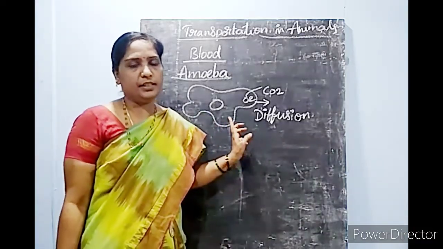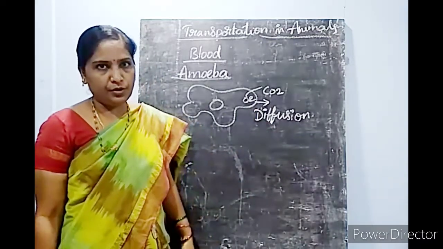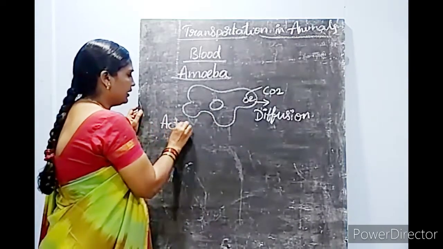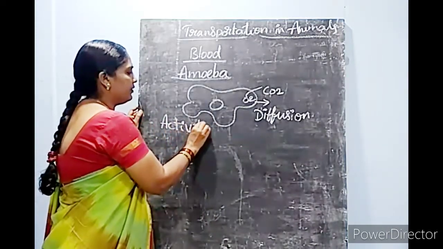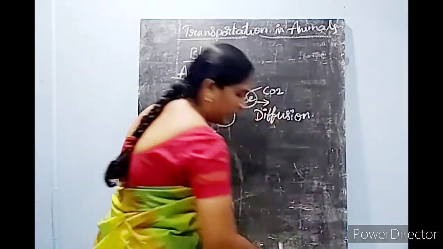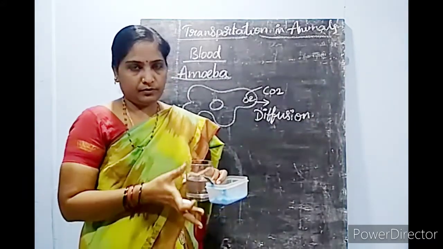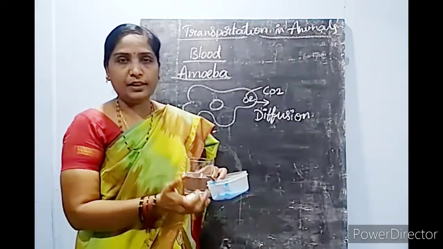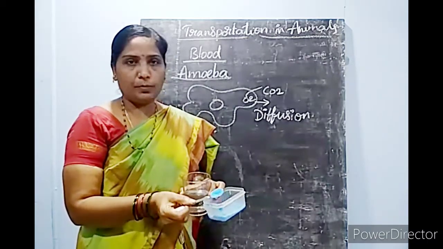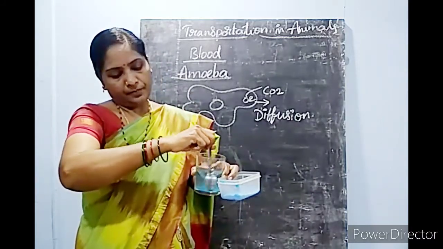Transportation of materials is done by a process called diffusion. What's the meaning of diffusion? To understand this, we'll do one small activity here. To understand how diffusion occurs, you take a glass or a beaker and fill it halfway with water, and take a tablespoon of copper sulfate and add it to this water.